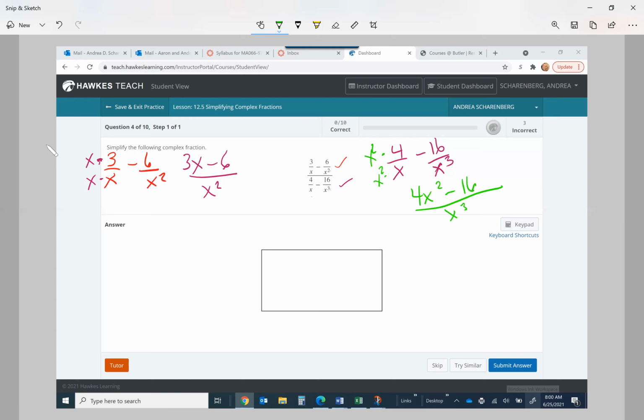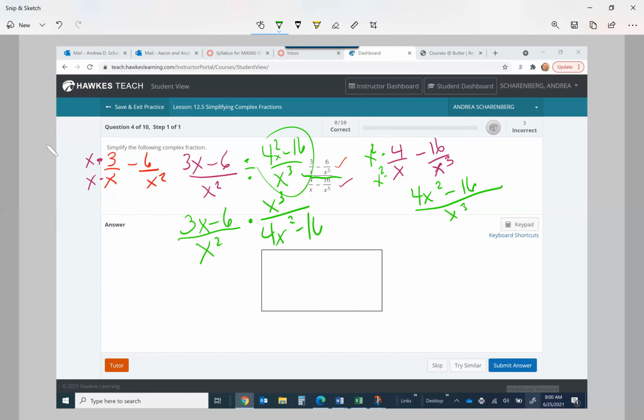Okay. So this is my top one, right? And the bottom one is divided by, this sign means divided by, right? 4x squared minus 16 over x cubed. Okay, well now I'm going to change this to a multiplication problem and flip this second term using the rules that we have learned. So now this becomes times x cubed on the top, 4x squared minus 16 here.